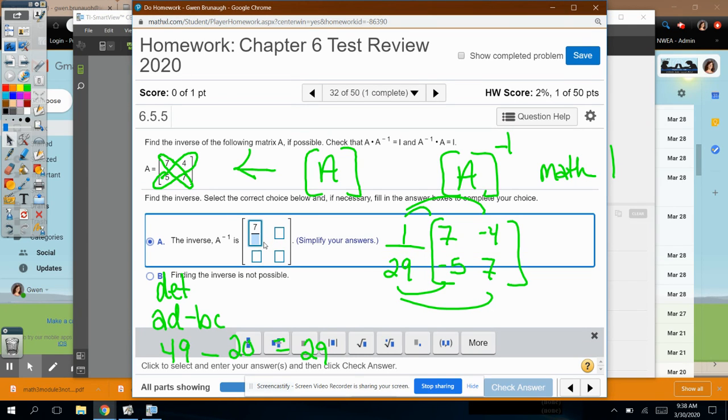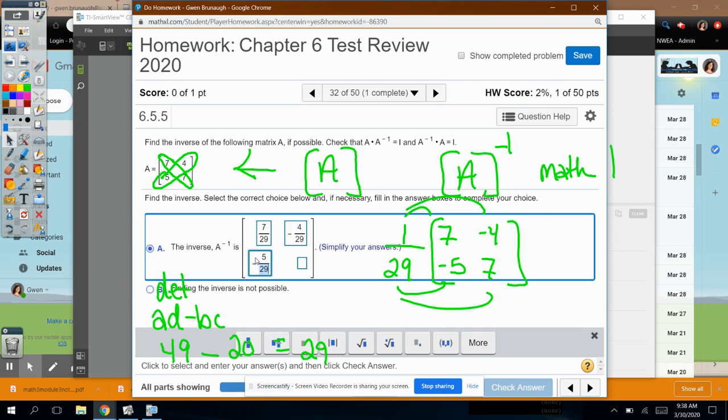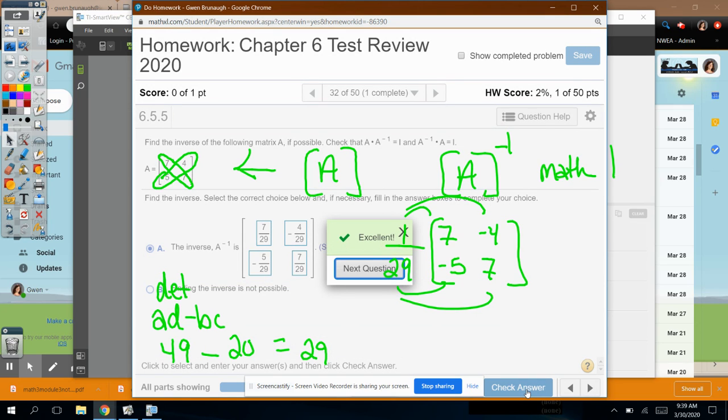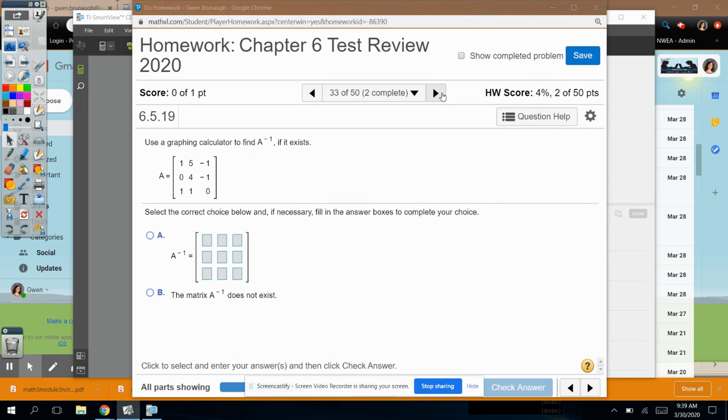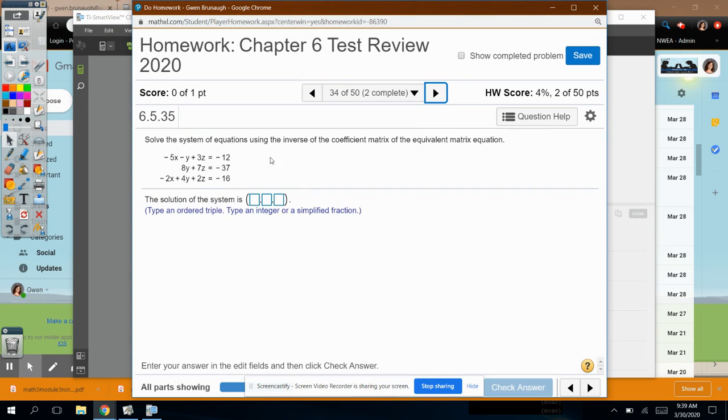So I can get 7 over 29, -4 over 29, 5 over 29, and 7 over 29. Again, you could use your calculator. That's okay. No one's going to judge you. Okay, we've done this quite a few times.